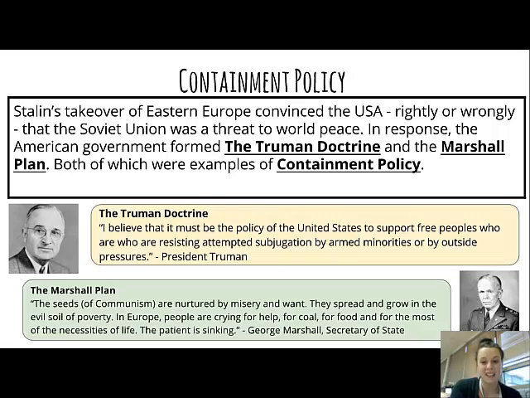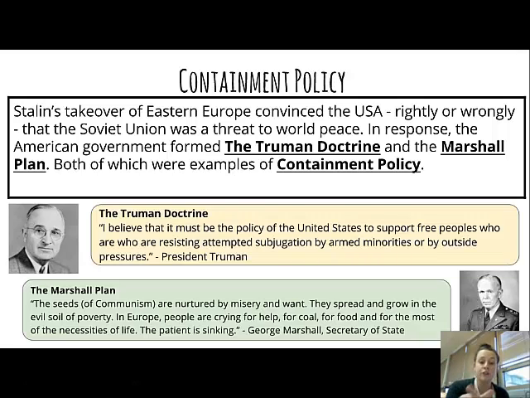When you are discussing the Truman Doctrine and the Marshall Plan in your notes, you should not be writing down these quotes. These quotes came directly from the men who came up with these policies. However, instead of writing down the quotes themselves, you should write down the idea behind the Truman Doctrine and the idea behind the Marshall Plan, which I'm about to tell you.